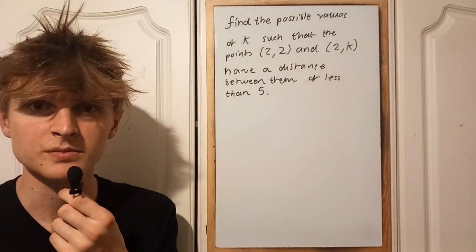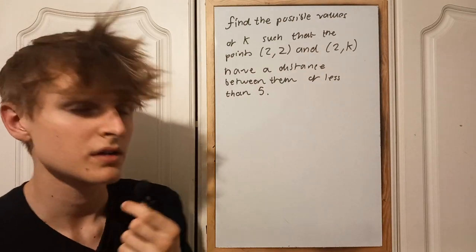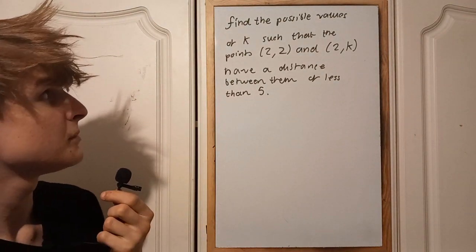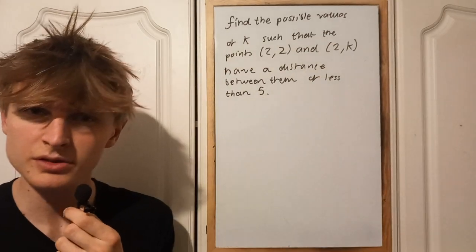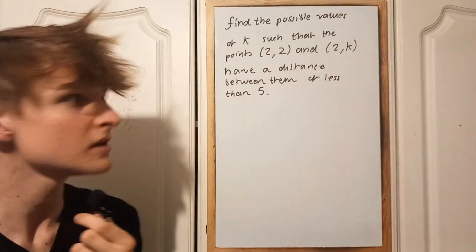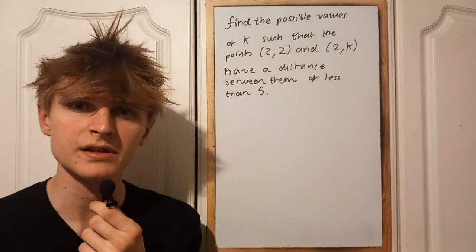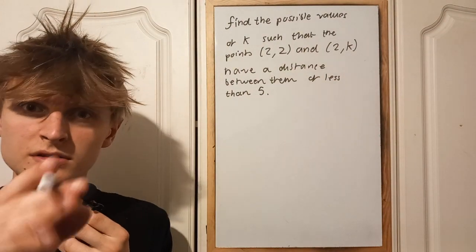Okay, so this second problem is a little bit harder, but not too bad. It goes like this. Find the possible values of k such that the points 2, 2 and 2, k have a distance between them of less than 5. Okay, so this is a good problem solving strategy.